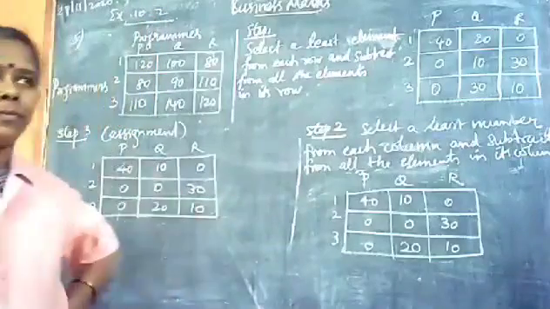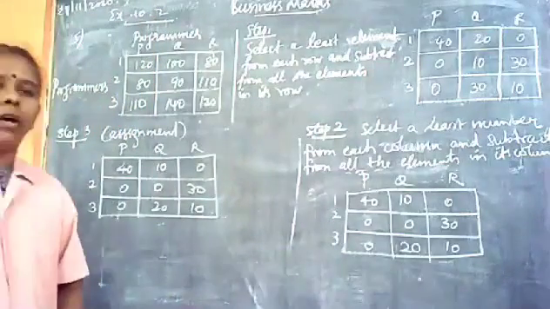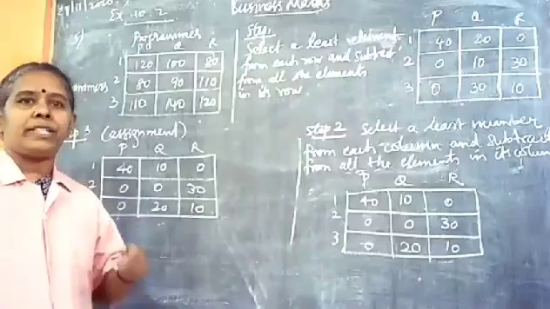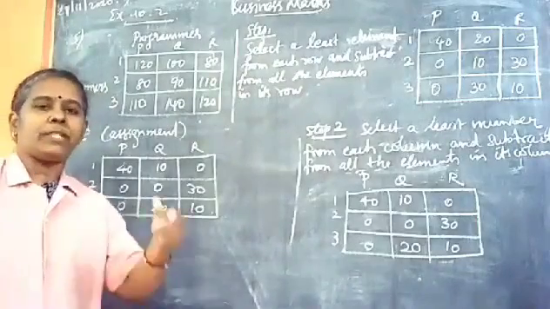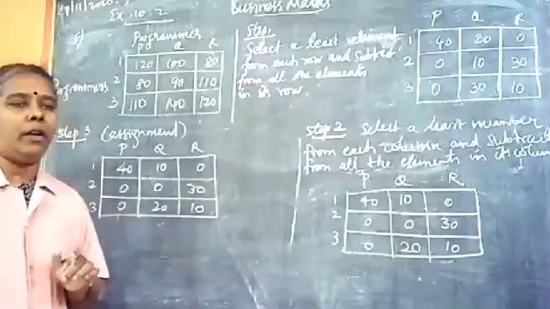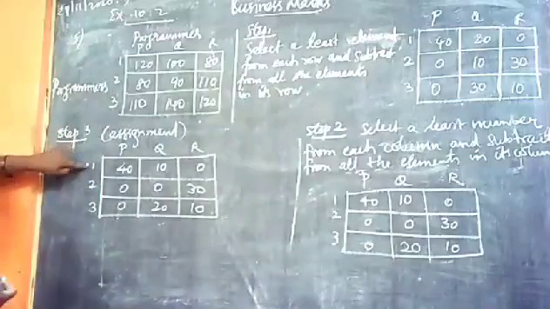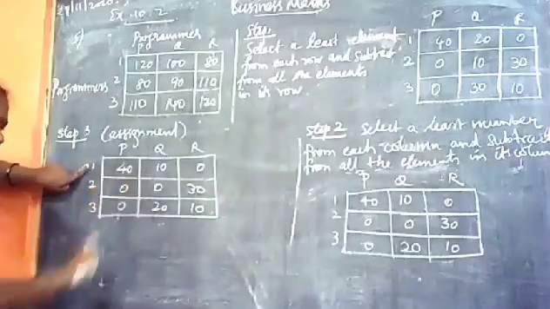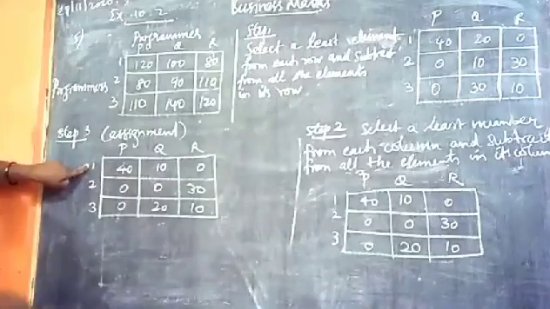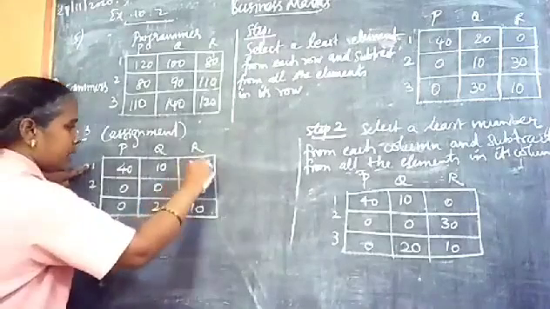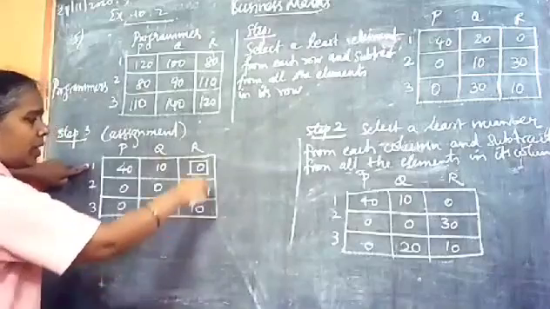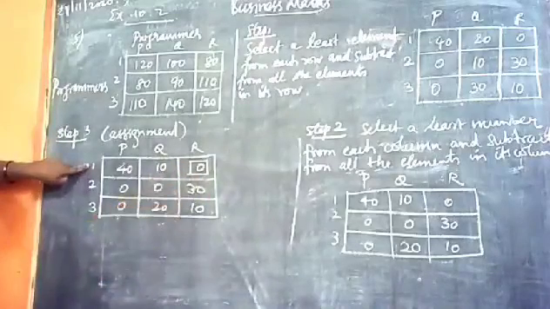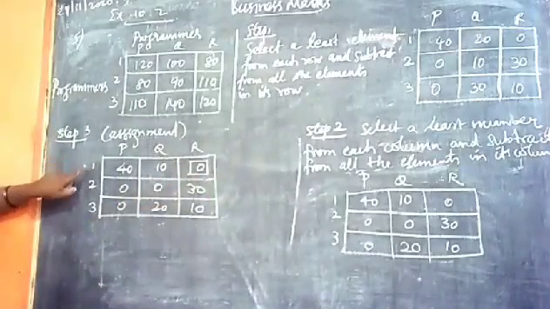Check here for exactly one zero. Check in the row first and then in the column. First, check the first row. Exactly one zero exists? Yes, exists. Then you can assign it. If you assign this, immediately in that particular column, if there is any other zero, just strike it out. Okay, we don't have any zero.